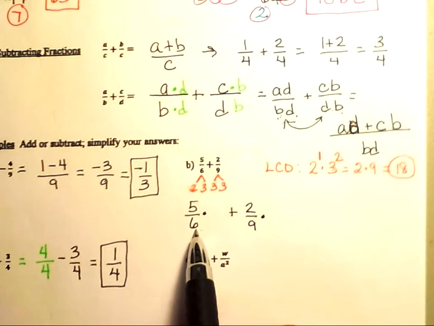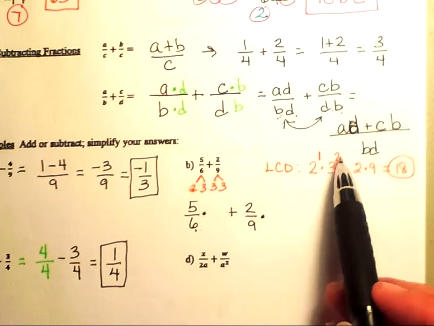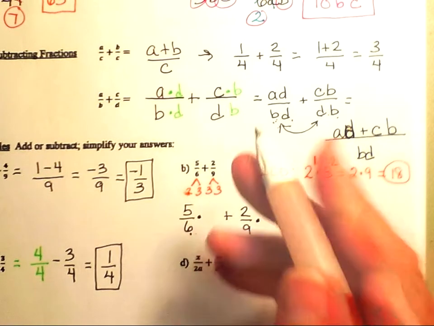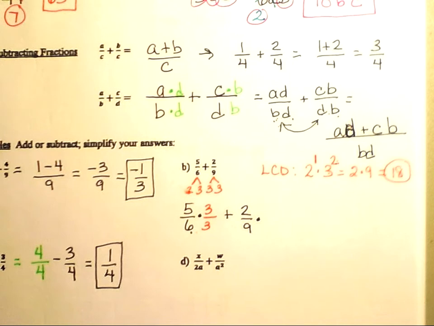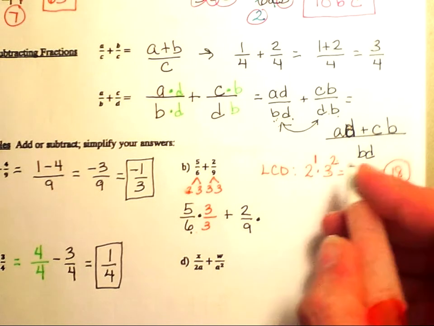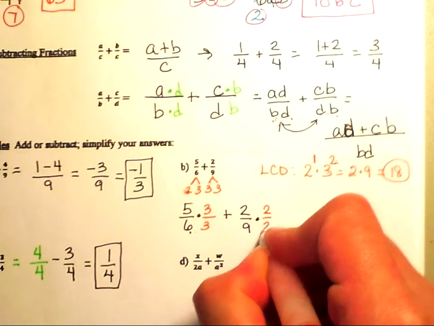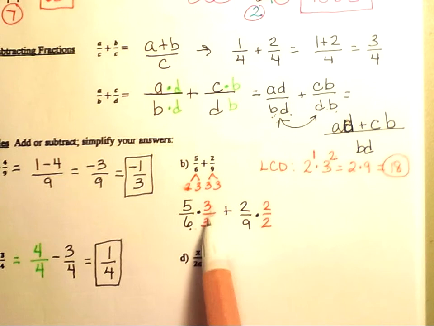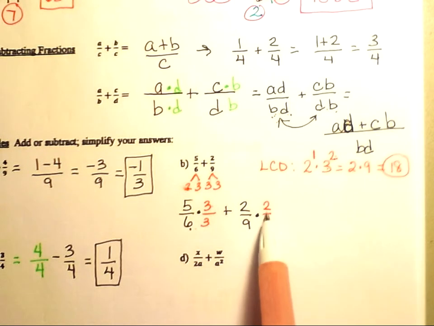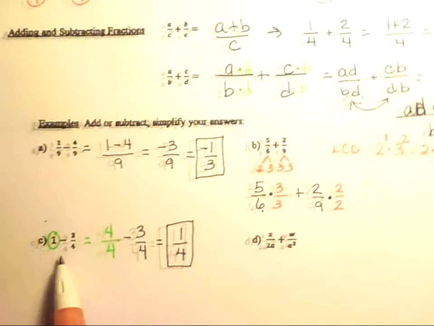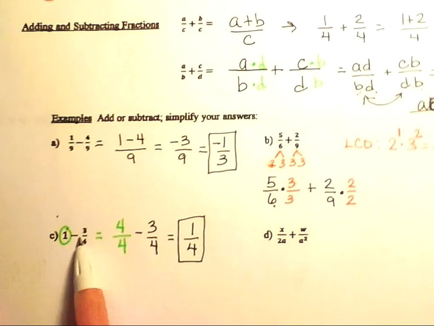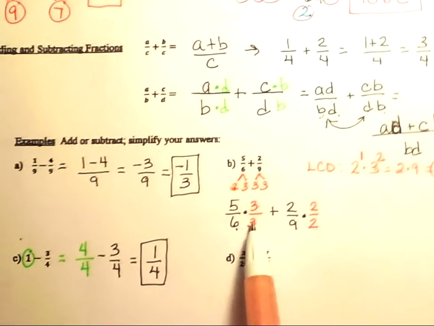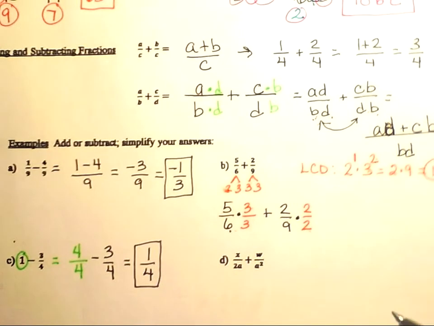So now the question becomes, what do I have to multiply 6 by? Well, 6 is 2 times 3, so I'm missing a single 3. 6 times 3 is 18, so I multiply this one by 3 over 3. 9 times 2 is 18, so I'll multiply this by 2 over 2. Notice I'm multiplying by the number 1. In the previous example, I changed 1 to 4 over 4, just because this had a 4. But these are just the number 1, so I'm not changing the value.